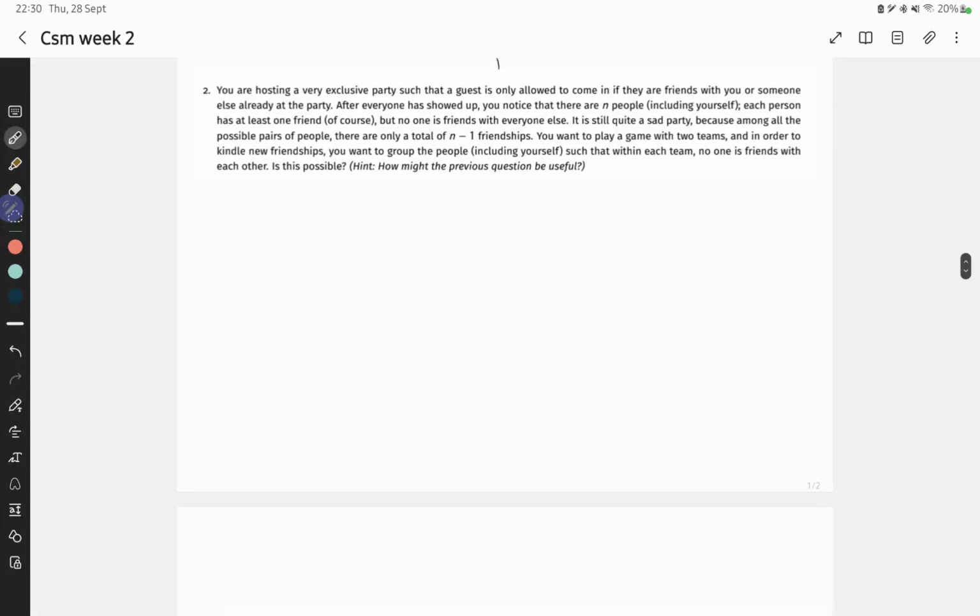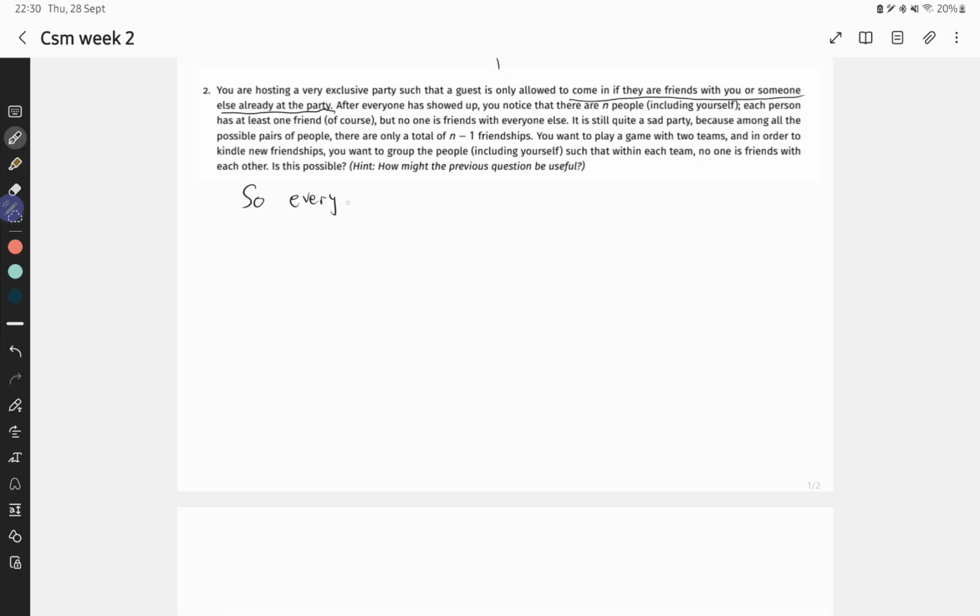So this question initially looked intimidatingly long and slightly long-winded, quite frankly. You're hosting an exclusive party such that a guest is only allowed to come in, etc., etc. The trick here is that you immediately know, because of the context, that this is a graph question. Let's just break it down into graph facts. They're only allowed to come in if they are friends with you or someone else already at the party.